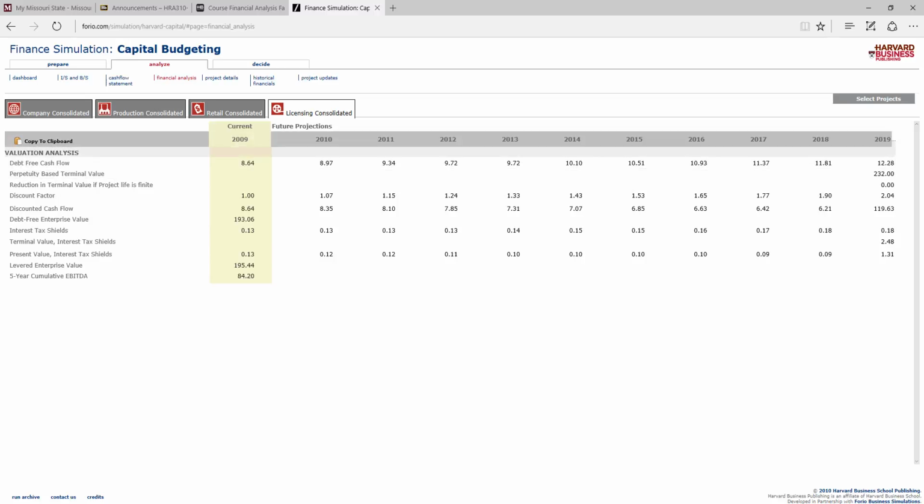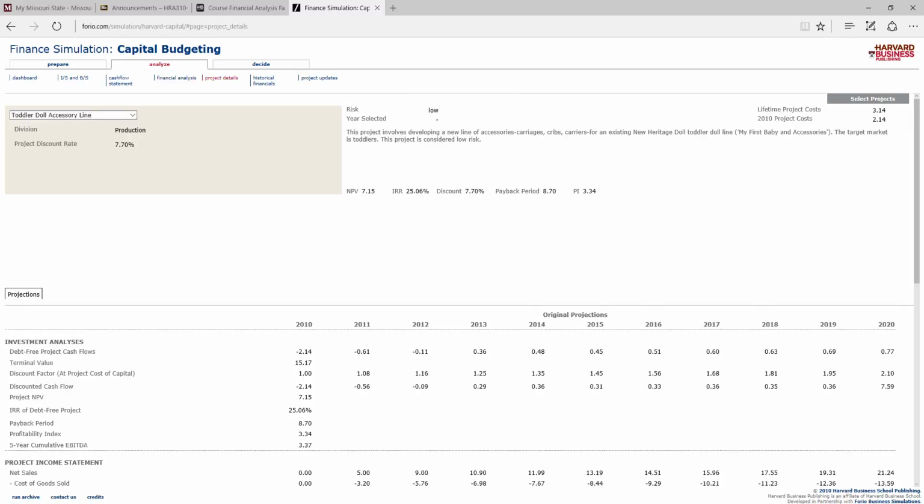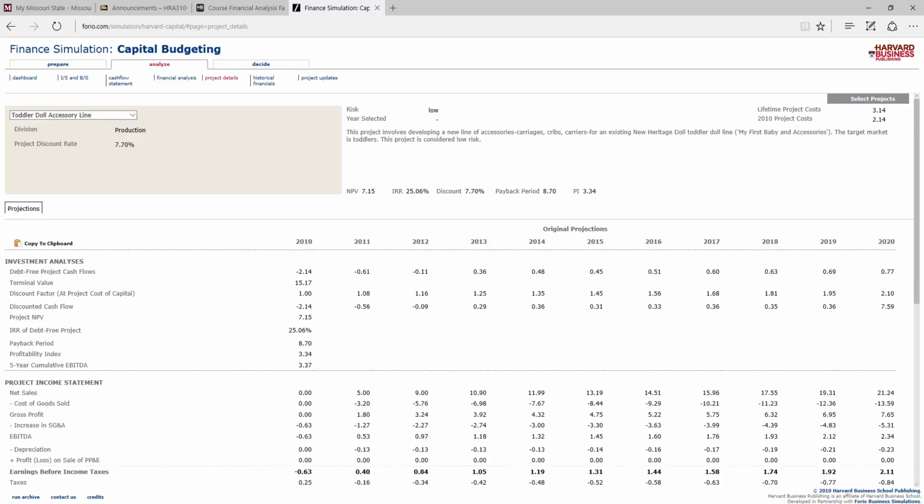It's going to also tell you your debt-free cash flow and discounted cash flow, enterprise, tax terminal value, and interest tax shields, and your present value and interest tax shields, and a 5-year cumulative. It'll also give you the projections for each of these, like in the other. It'll also do that for your company, production, and retail and licensing as well, for each product that you're looking to invest in. Now under this screen you can look at the project.